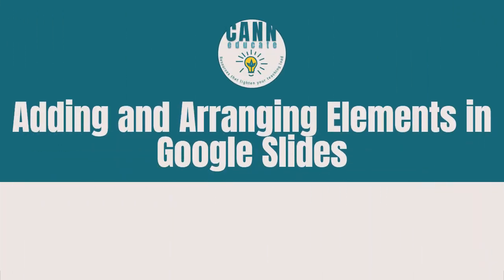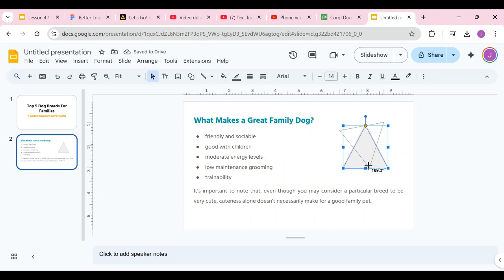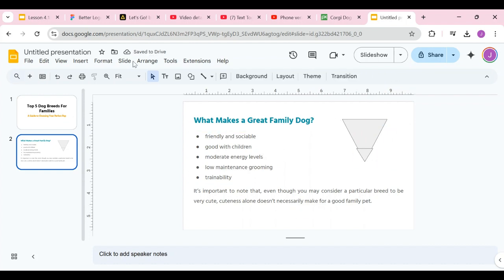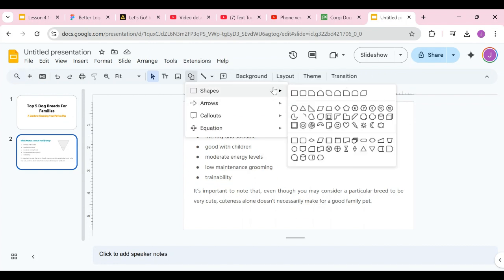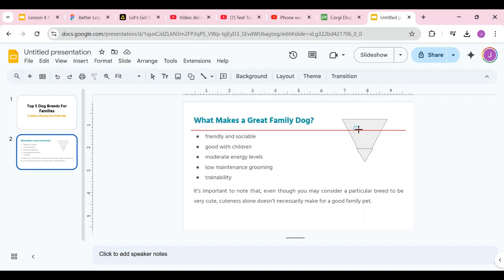Adding and arranging elements in Google Slides. To go along with my slides about picking a good dog breed for a family, maybe I want a picture. I can do this very simply by adding in shapes. I can manipulate the shapes so that it creates a dog.